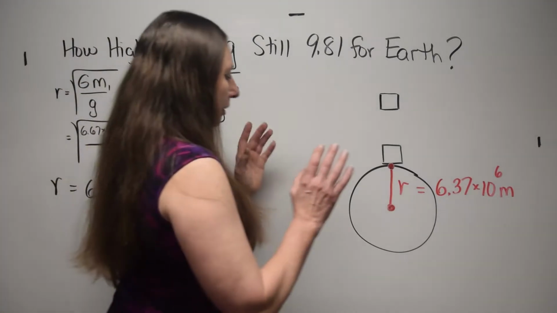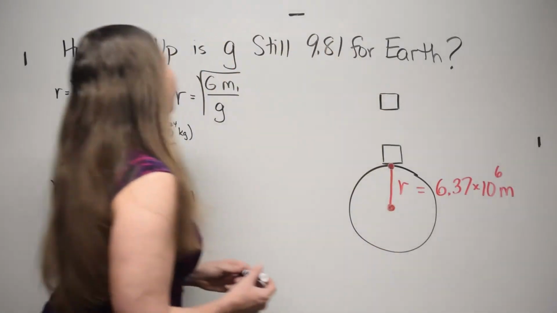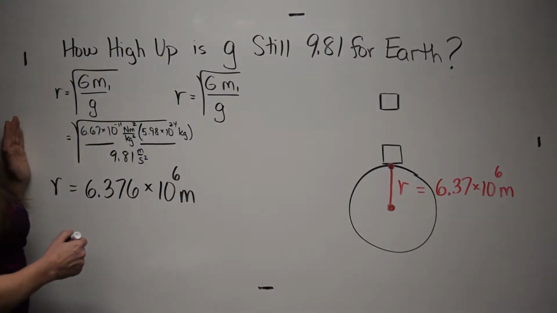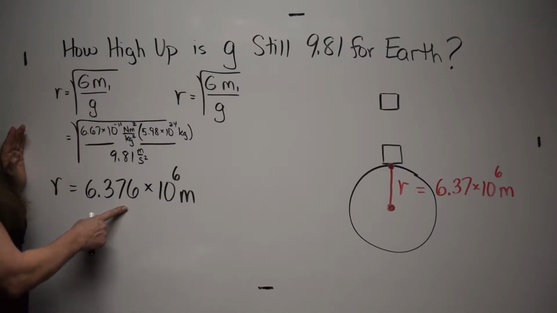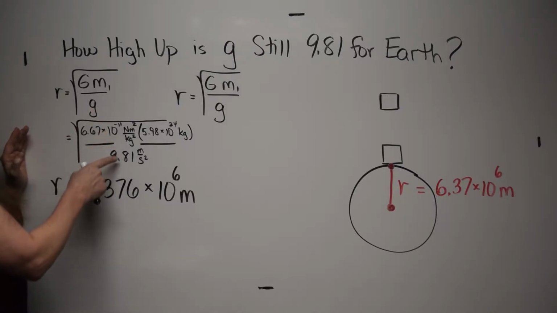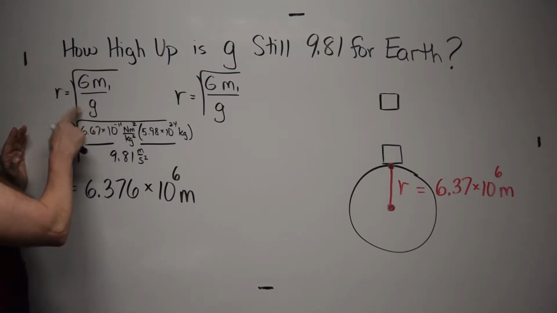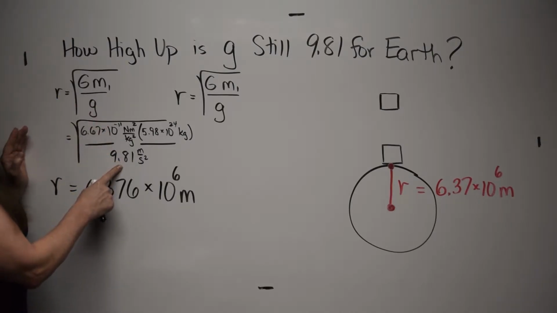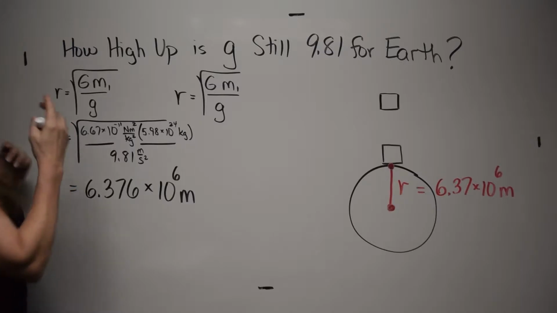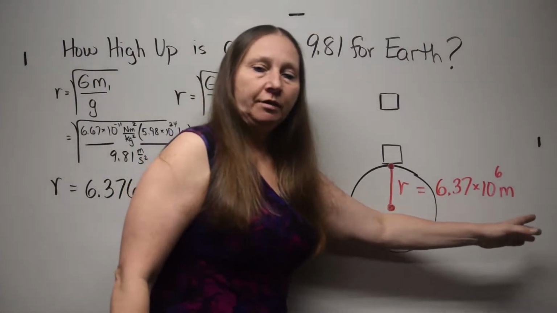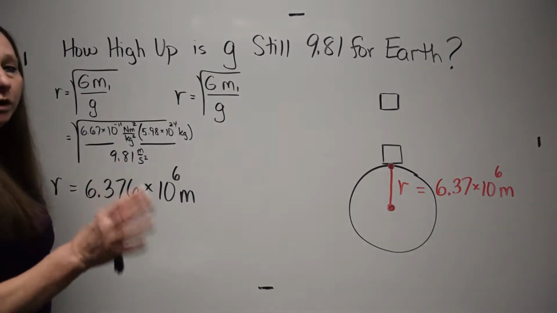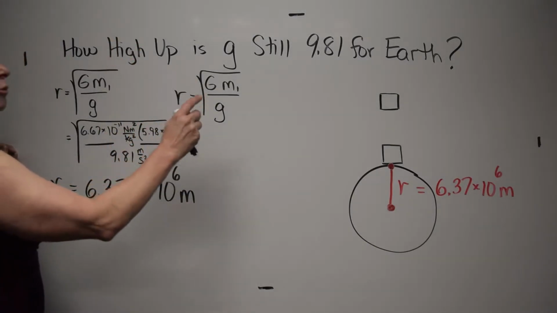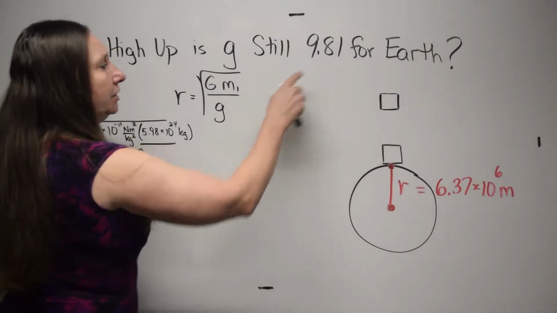Now, what we can do here is calculate at what radius the g, little g, for the Earth is 9.81. So we've got here an equation. Now, we already know that the radius is 6.37 times 10 to the 6th. But we're just going to double check, and then we're going to try to figure out how high up we can go, and it's still 9.81.